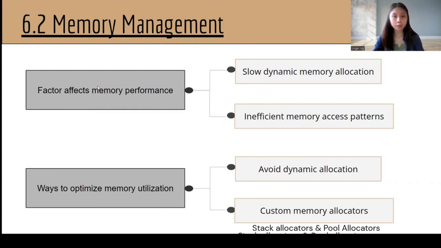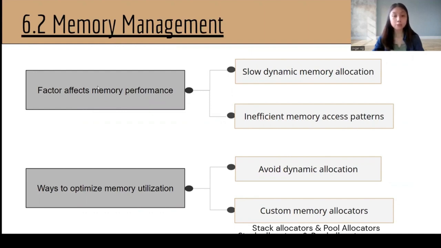And the dynamic memory allocations can be very expensive due to the cost of context switching. Next is the inefficient memory access patterns. So how can we optimize the memory utilization? First is by avoiding the dynamic allocations. So we can keep the heap allocations to a minimum and implement custom allocators.